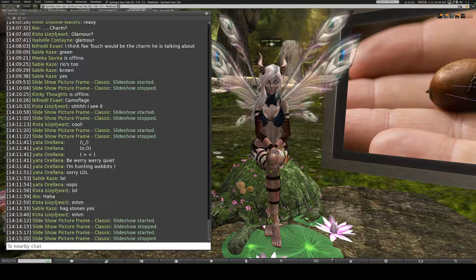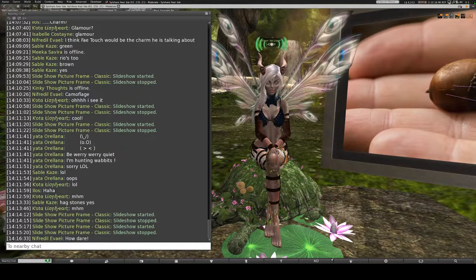So if I was using glamour on Nif to make him look like a drow, potentially, the glamour that I use on myself, I do not have as strong of an ability. So I would not be able to glamour myself to look like a fox if I'm glamoring another person to look like a drow. We can only do one glamour at a time.